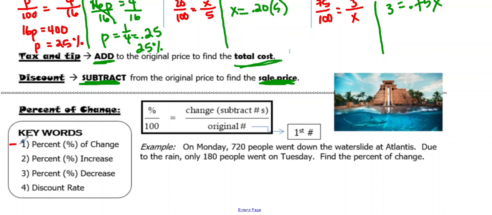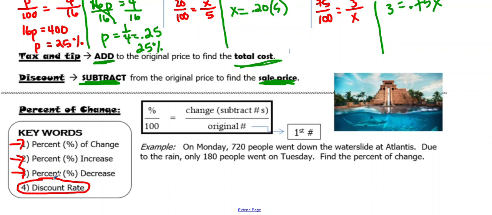Obviously, they're going to say, what is the percent of change? That's obvious. Or they can say, what is the percent of increase? That's pretty obvious. All right, and then they say, what is the percent of decrease? Again, same thing. It's this number 4 that a lot of you guys forgot on the quiz when we took this quiz. So they can also ask you, what is the discount rate?